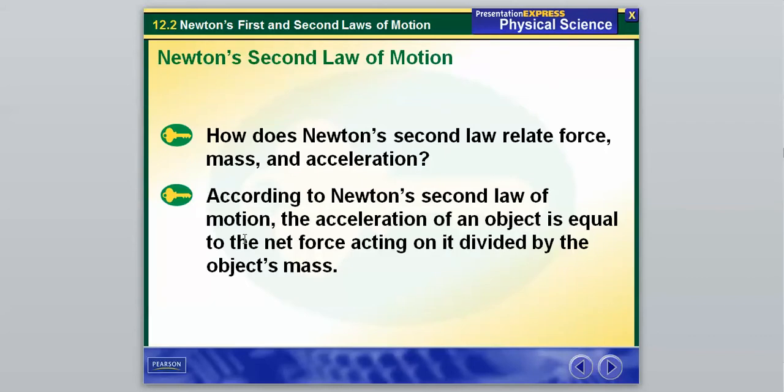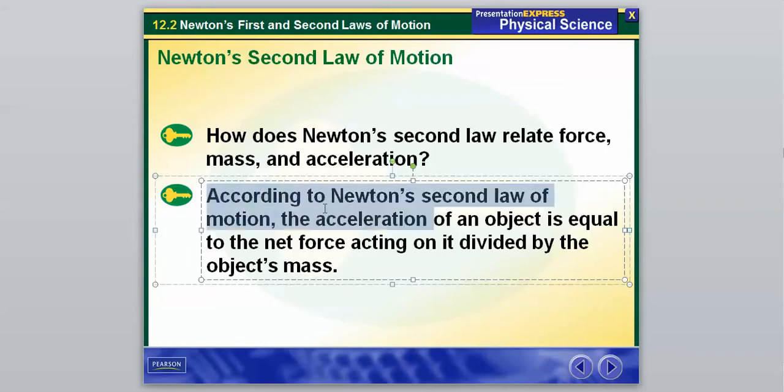What Newton's second law does is it relates force, mass, and acceleration. It states that the acceleration of an object is equal to the net force acting on it divided by the object's mass. It relates all three together in a simple equation that we can use easily to solve for acceleration, net force, or mass.